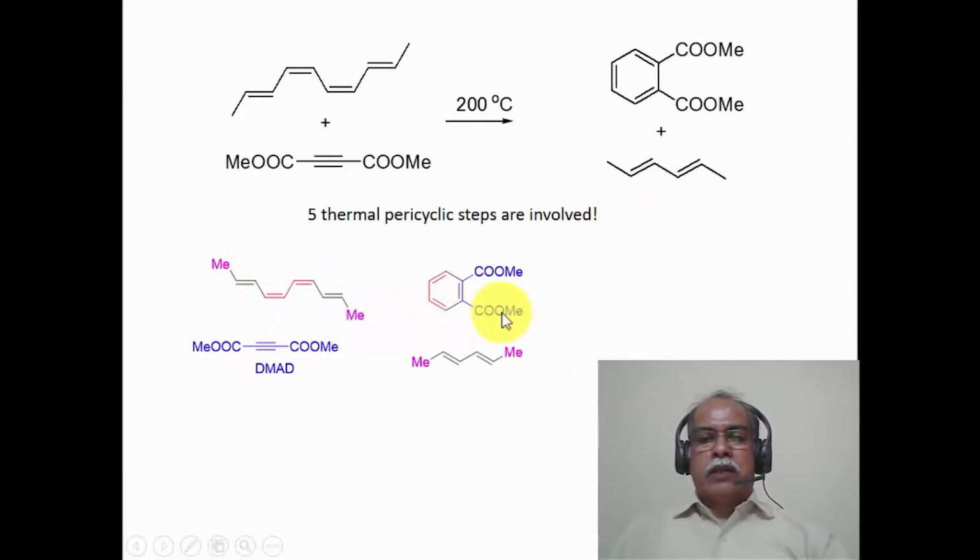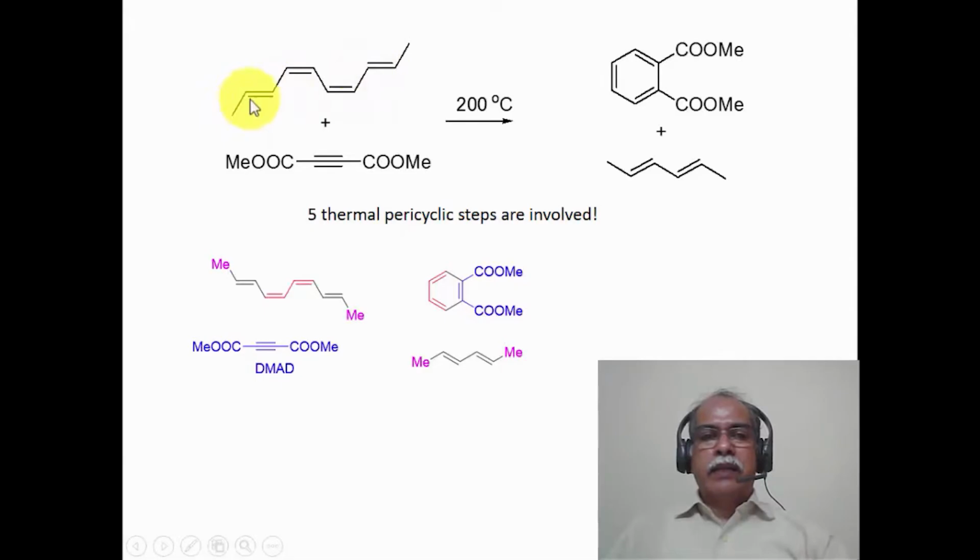So there are 2 or 3 things which you can say unambiguously. The methyl groups are present in the final product as well as in the starting material. So this methyl and this methyl should come from essentially these two positions, and the 2 ester groups and these connecting carbons should also come from the dimethylacetylene dicarboxylate. That much one can say for sure in this molecule.